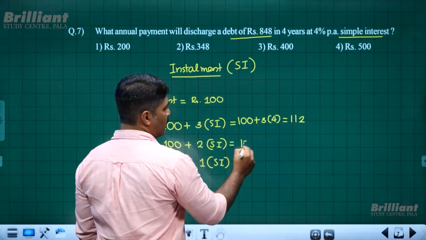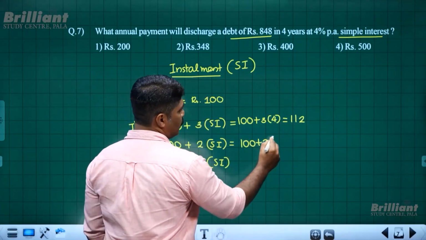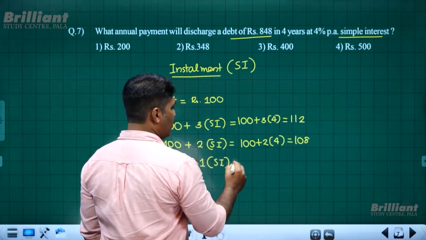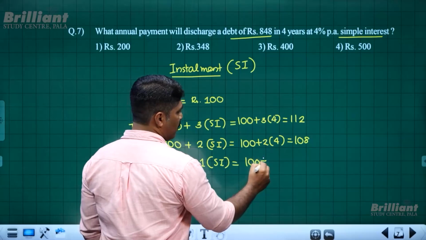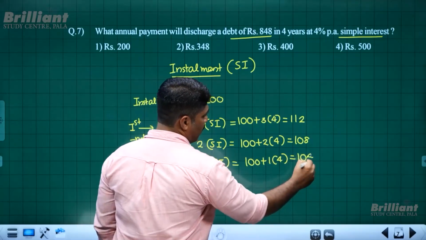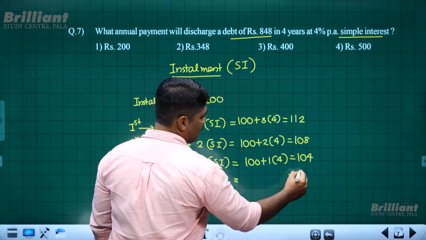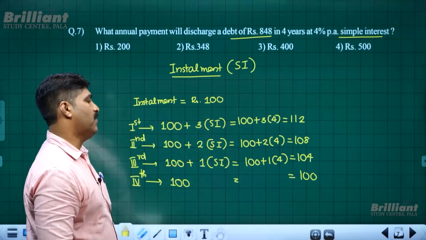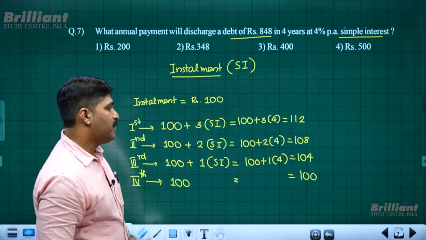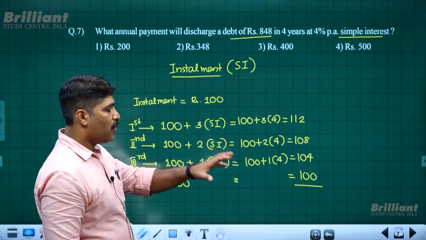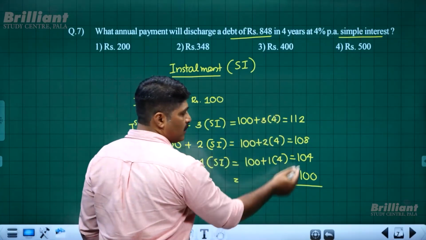What about this one? This is 100 plus 2 into 4. That is 108. And this one, 100 plus 1 into 4. So that is 104. And the last one, that is simply 100 itself. Got it? So then we just consider, this is the total value of our debt. So this total debt, we just add up all these values.